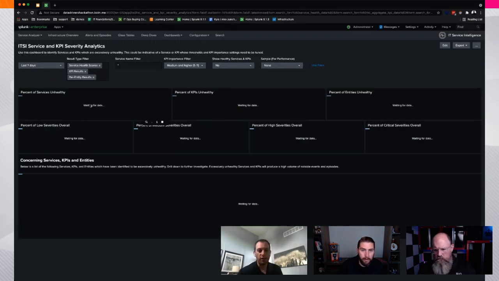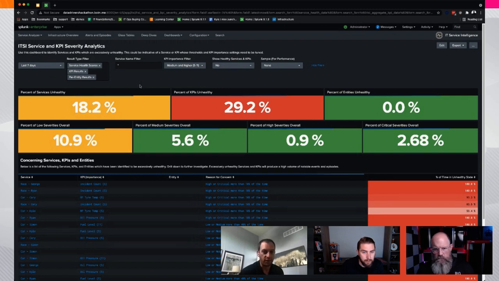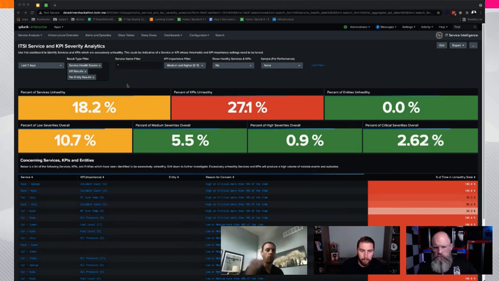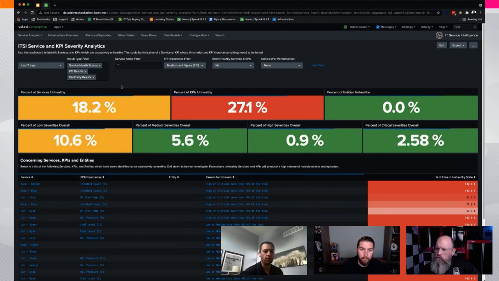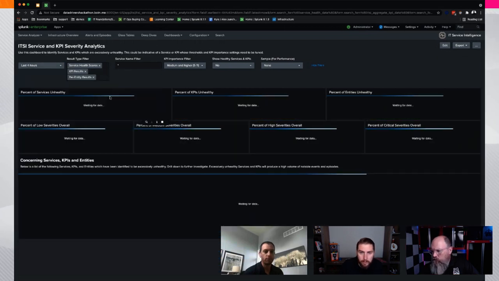Now, this dashboard loads with what I would consider to be reasonably sane defaults, particularly for typical IT operations-based use cases. What we want to do is look at the behavior of our services and KPIs over some window of time. It defaults to the last 7 days, but we're going to keep that time frame a little bit shorter. So for now, let's just set our time picker to the last 4 hours.